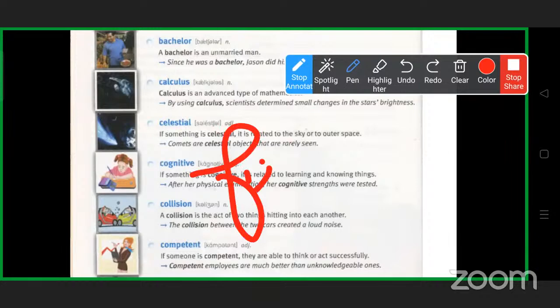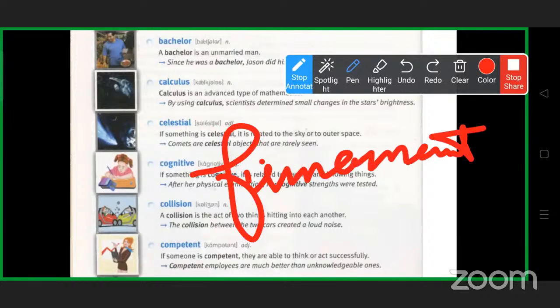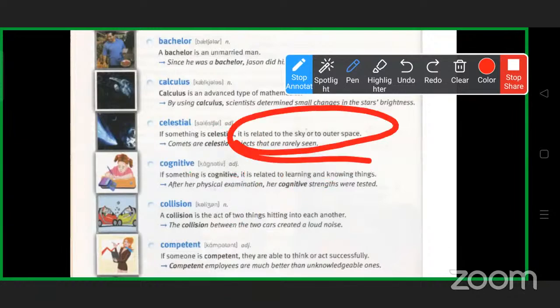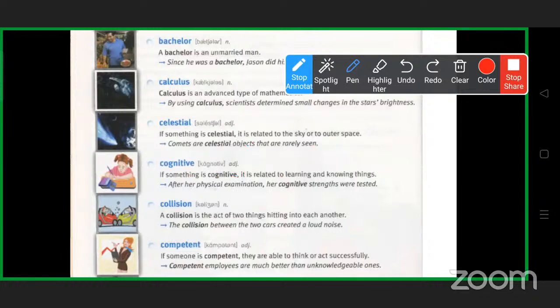Firmament is also a synonym for sky, related to the sky or to outer space. Outer space means out of the earth, so whatever is there is in space. So if something is celestial, it is out of earth and heavenly. Comets are celestial objects that are rarely seen. We see comets very rarely in life, but they do exist. So these are the celestial bodies.